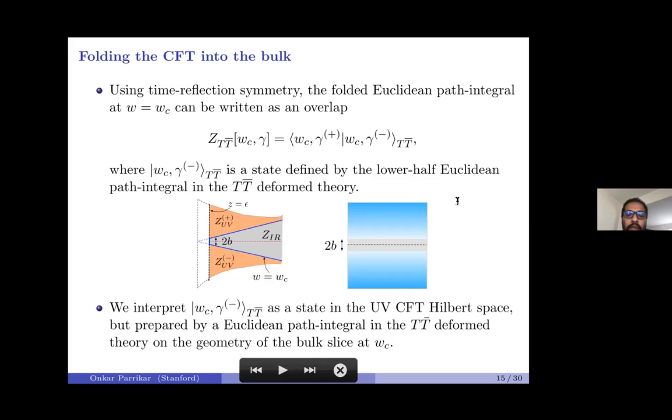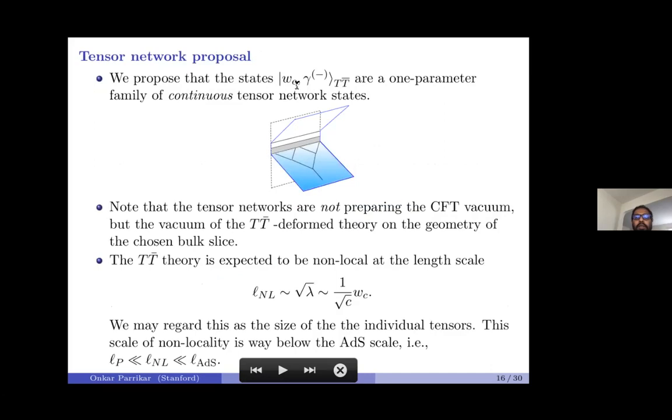So with that understanding, we interpret the state as living in the UV CFT Hilbert space, or at least a state somewhat close to being in the UV Hilbert space, but it's prepared with the Euclidean path integral of a T-Tbar deformed field theory on the geometry of this folded slice. Okay, so that is where we are, and the proposal then is to think of these states, which are prepared thusly, as a one parameter family of tensor networks. It's a one parameter family, the parameter being this WC, how much you're folding the path integral into the bulk.